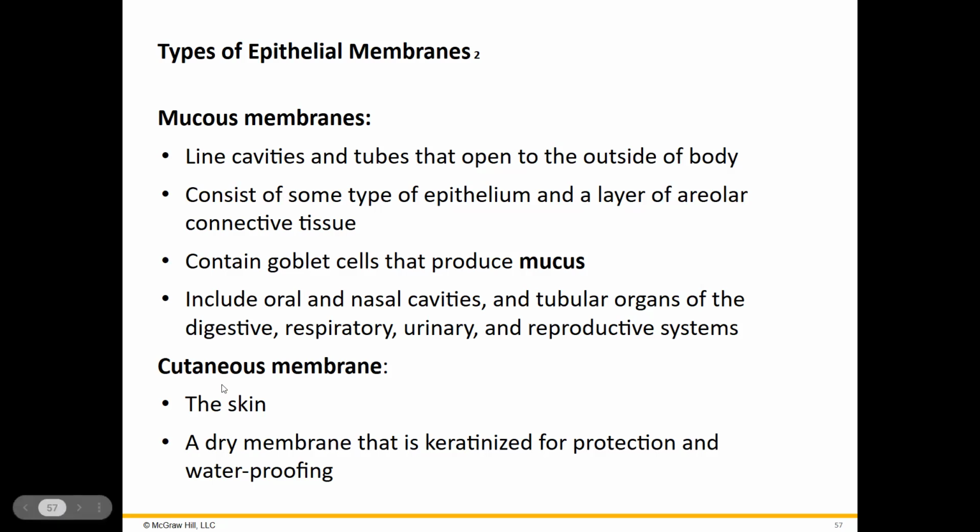Cutaneous membrane. It's the skin. The outermost portion of our skin is called the cutaneous membrane. It is dry, it is keratinized, and therefore it is dead and makes it waterproof. So it is stratified squamous epithelium, keratinized at the outermost portion. That's our cutaneous membrane. Not too crazy.